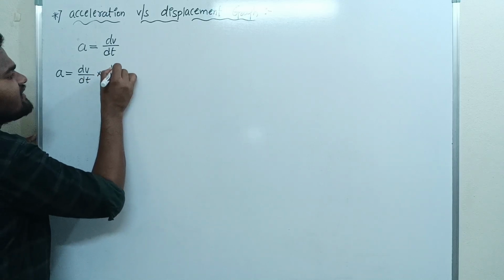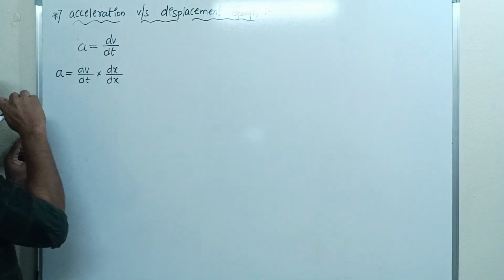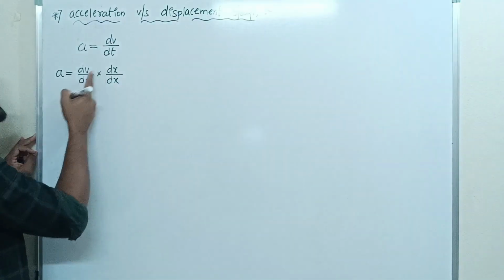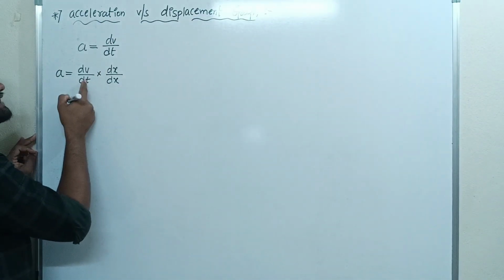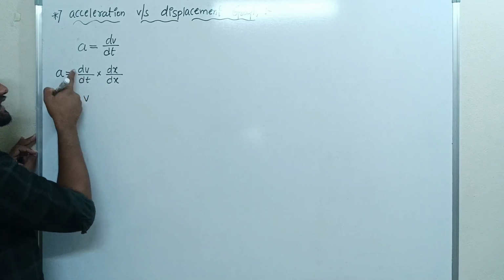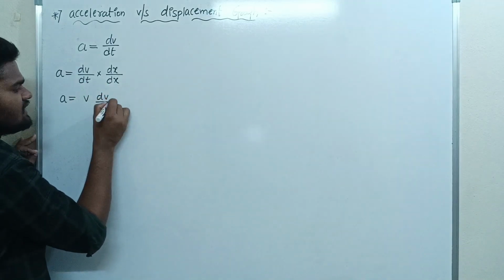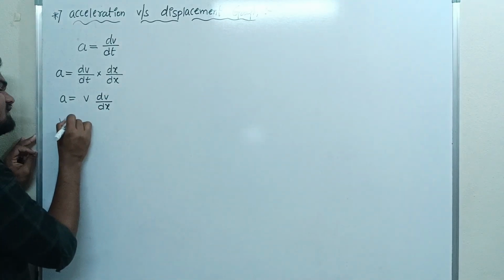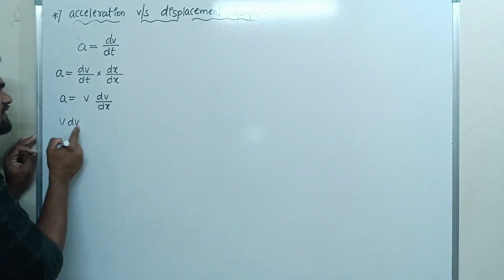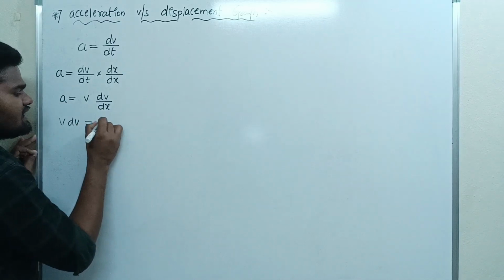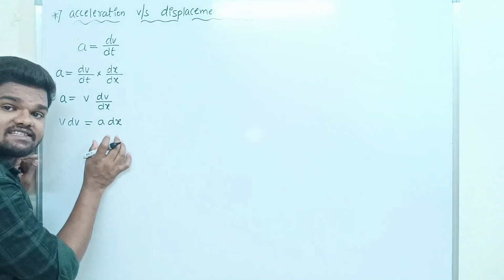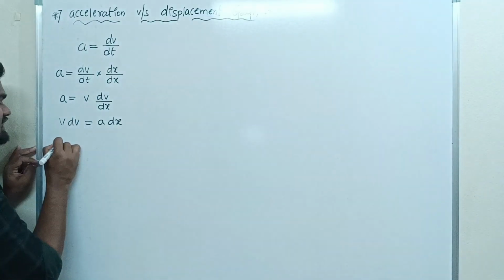So dx divided by dx. Have a look. Here we have dx by dt. What is the meaning of dx by dt? The rate of change of displacement is called velocity. Again we have dv by dx. So I'm just writing this equation as v dv, v into dv, is equal to a into dx. So just integrate this equation on either side.